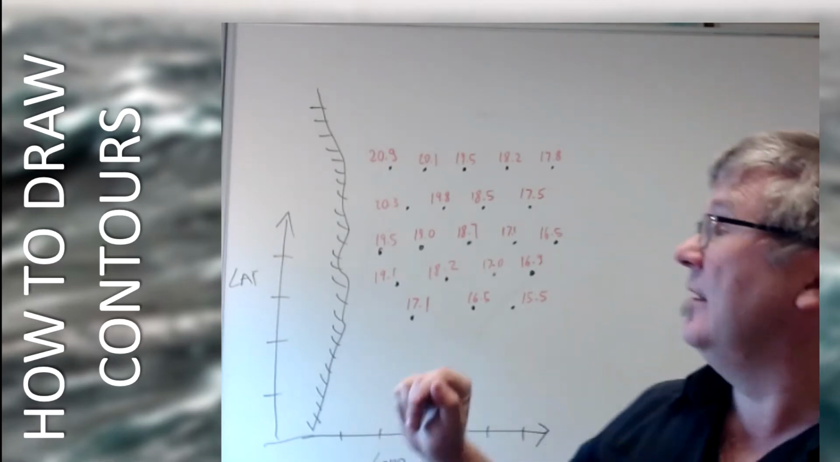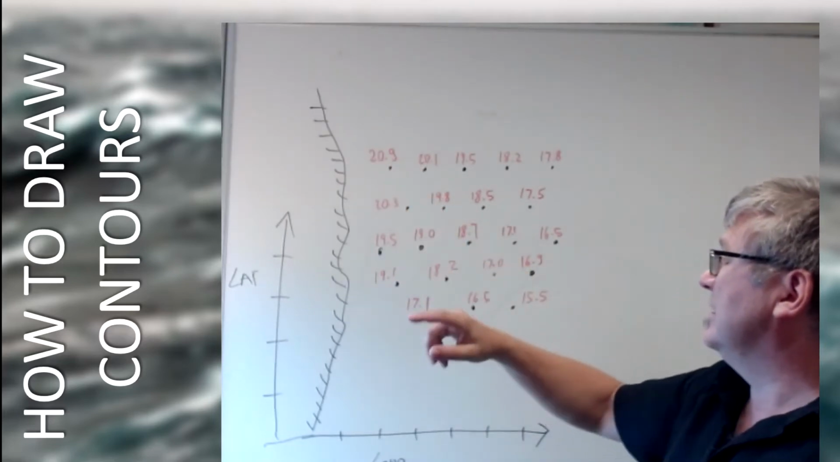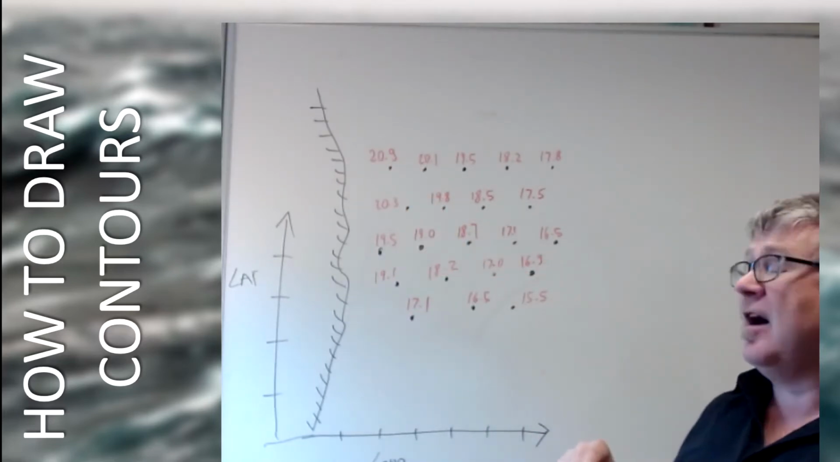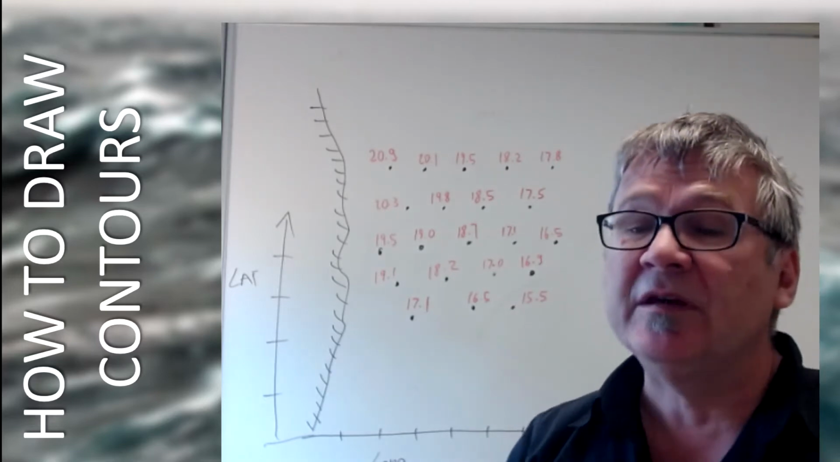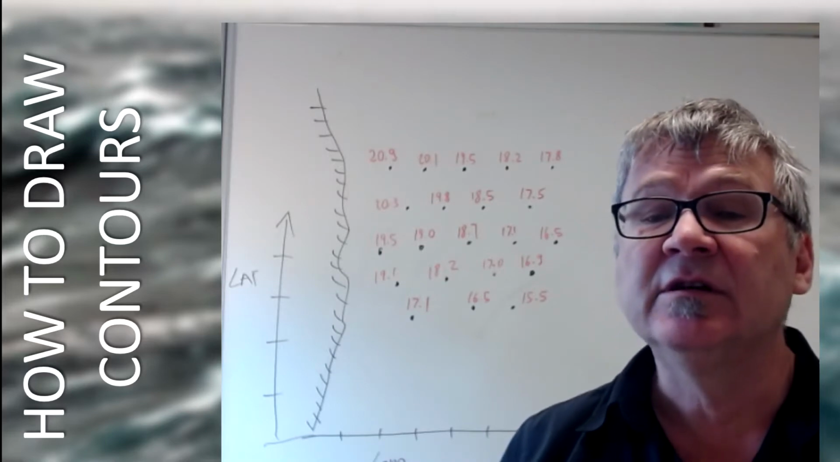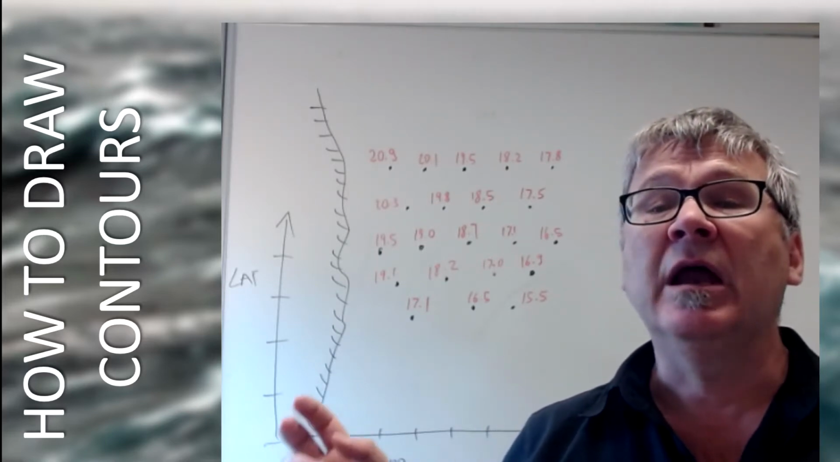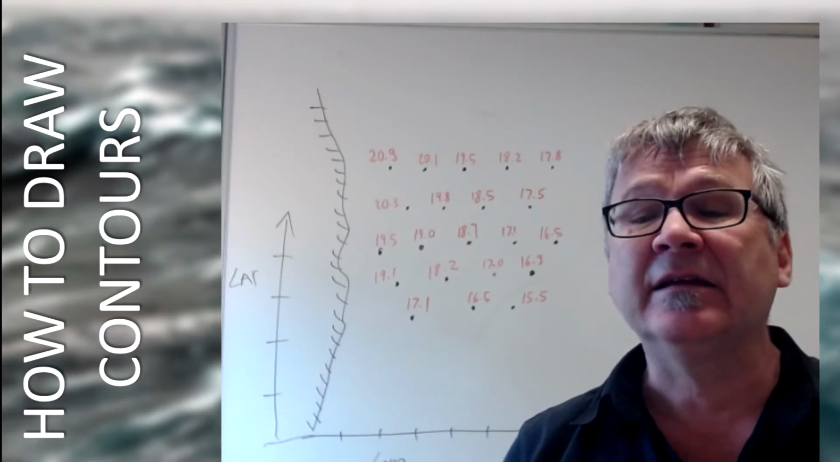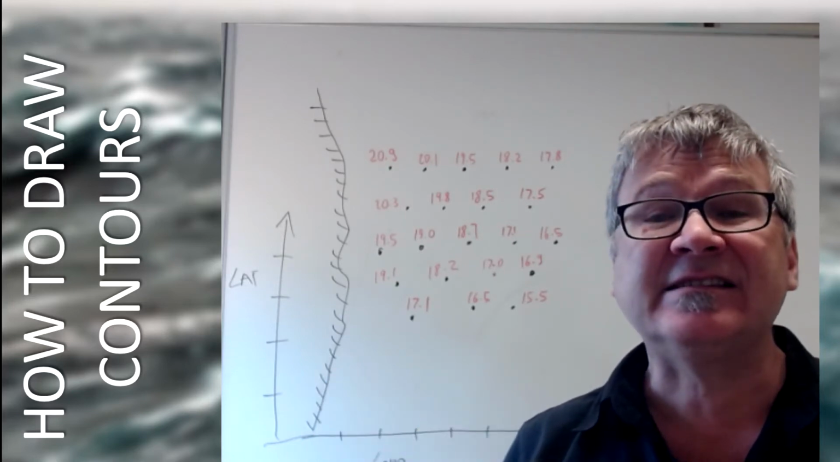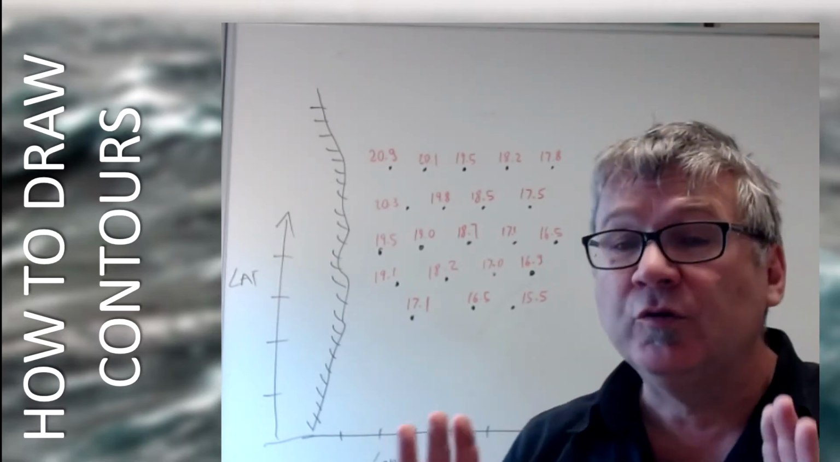Have a look at the data here. Maximum is 20.9 degrees Celsius, minimum is 15.5. A good choice here would be a contour interval of 1 degree Celsius, which means you draw contour lines of 20 degrees Celsius, 19, 18, 17, and 16 degrees Celsius. Let's see how you do it.